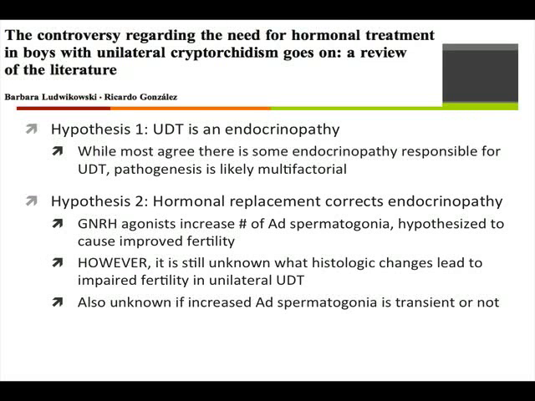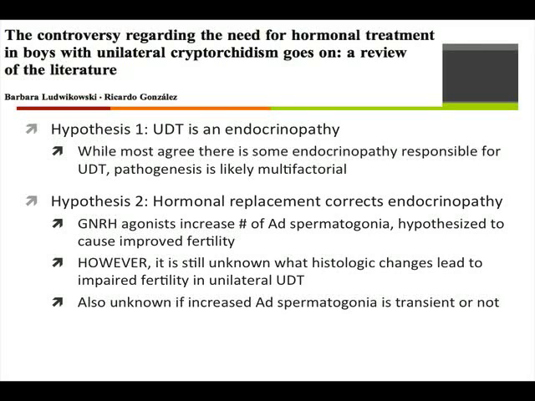So in terms of the literature, there are interesting papers published subsequent to that which looked at all of these controversies, and they did a pretty good review of the literature. They looked at 3 different hypotheses. The first was that cryptorchid testes is an endocrinopathy. After examining all the papers, they concluded that the pathogenesis is multifactorial.